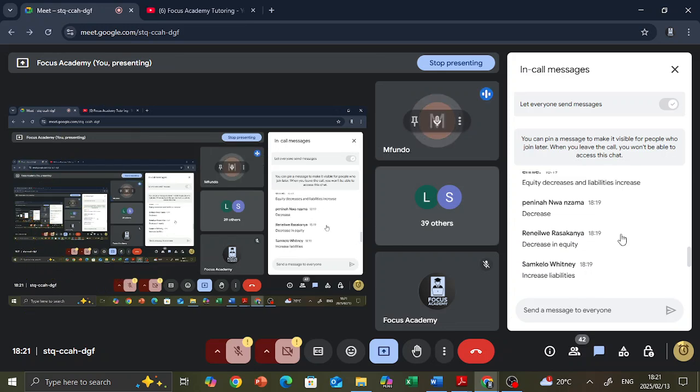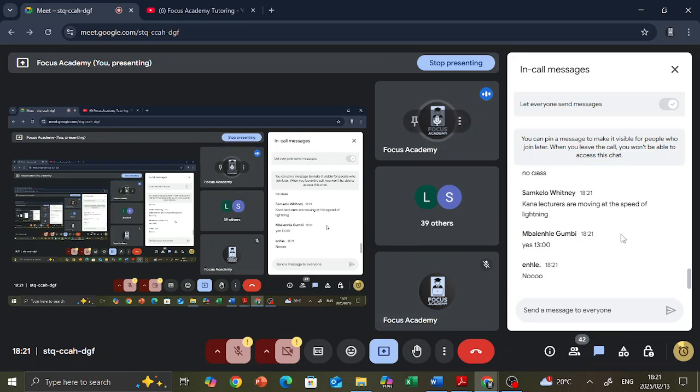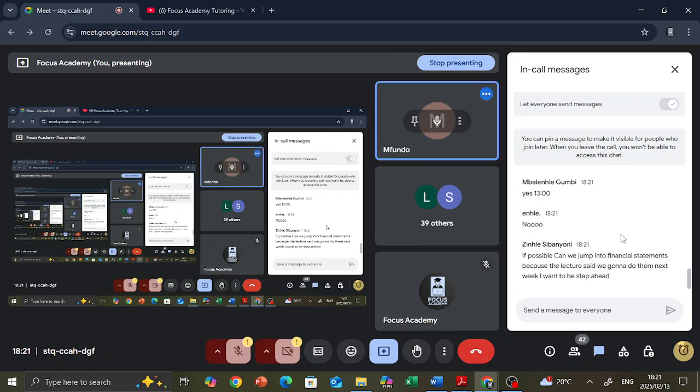Yes, please. Okay. We'll have a class tomorrow doing the second transaction. The second, what's it called? Accounting equation transaction. How amazing.